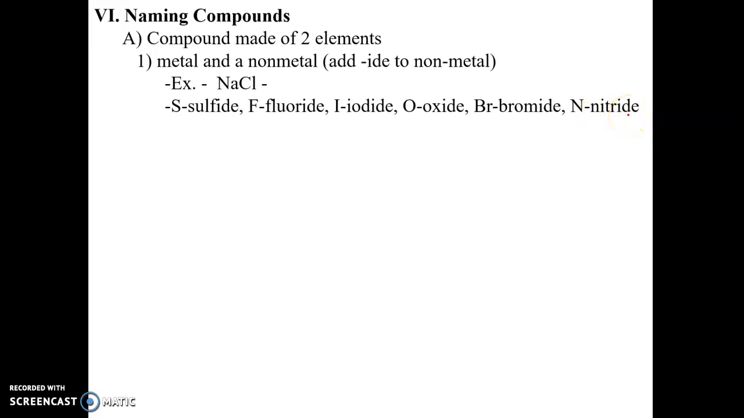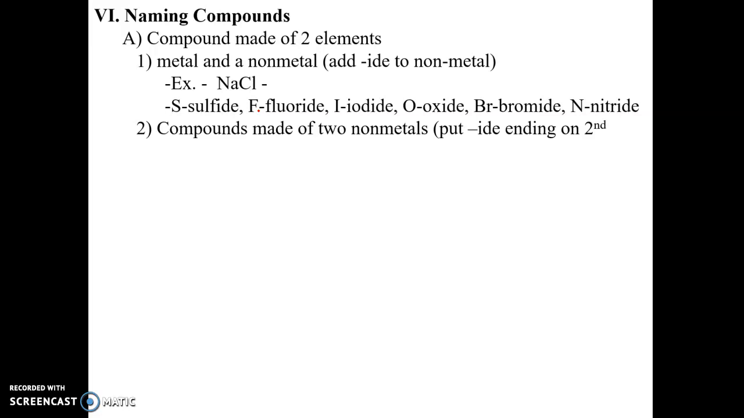And so these are just some of the examples of elements you might see as non-metals on the other side. The nice part is there's not very many non-metals, so we don't have to learn a whole bunch of them, okay? But anytime you see IDE on a word, you know that there's 2 elements, and the one with IDE on it is probably a non-metal, all right? So sodium chloride tells you that you have a sodium atom and a chlorine atom joined together. So that's the first rule. If you have a metal and a non-metal, then that is how you would name them.